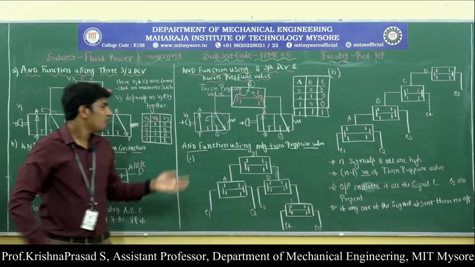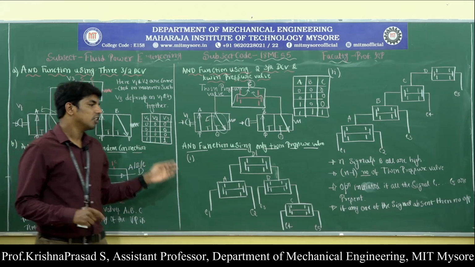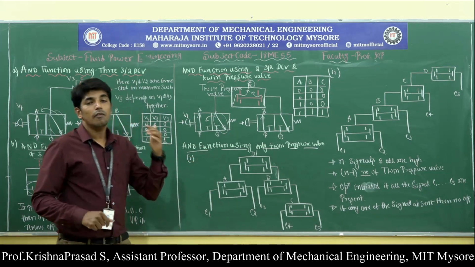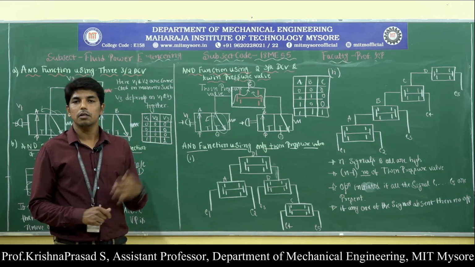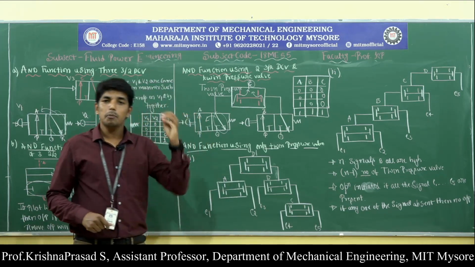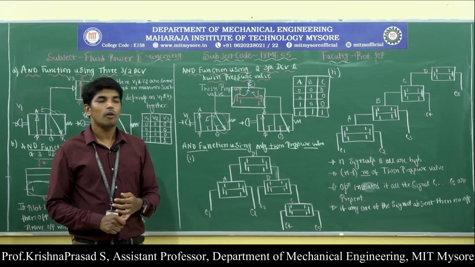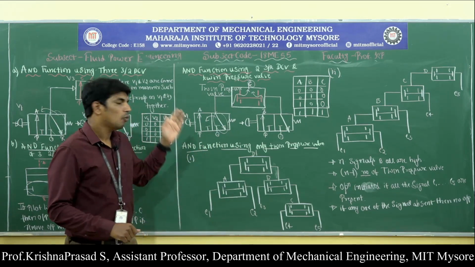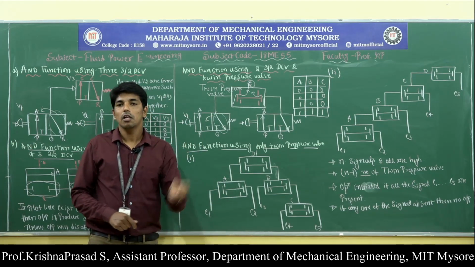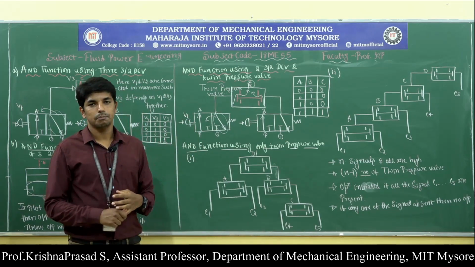Last one, AND function using only twin pressure valves. The AND function can also be achieved with the help of only twin pressure valves. If there are n number of input signals available, and all the input signals are high, then only we can achieve the output. In this case, if there are n number of input signals, then you have to use n minus 1 number of twin pressure valves.